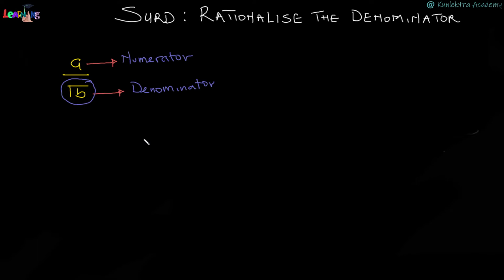What do we mean by rationalizing the denominator? It means to turn the denominator into a whole number, not in surd form. How do we go about it? If you have a over root b, to rationalize, you multiply the numerator and the denominator by the value of the surd in your denominator, which is root b.